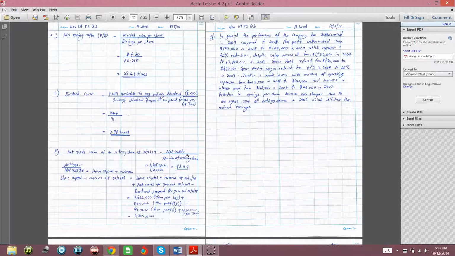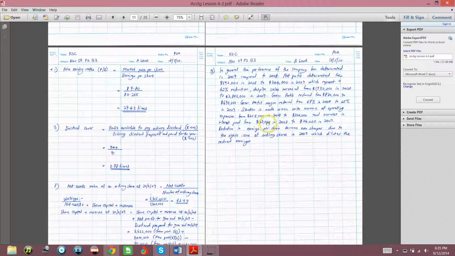Then part G says compare the performance of the company in 2009 with that of the previous years. So what is that? In general, the performance of company has deteriorated in 2009 compared to 2008. Net profit deteriorated, okay, which represent a 42% reduction despite sales increase. Gross profit reduced, then gross profit margin reduced. Okay, situation made worse with increased operating expenses. So this one just compare and write logically.